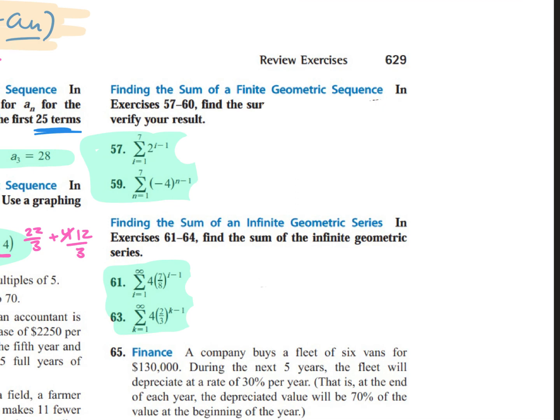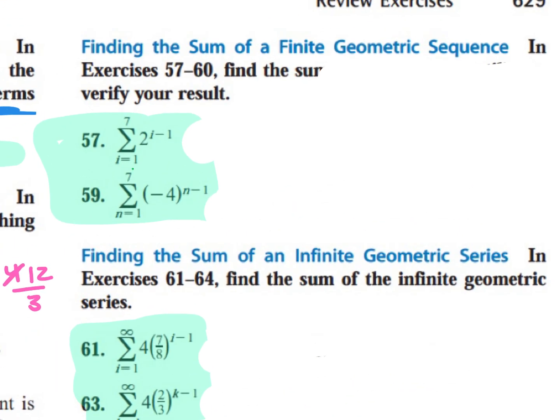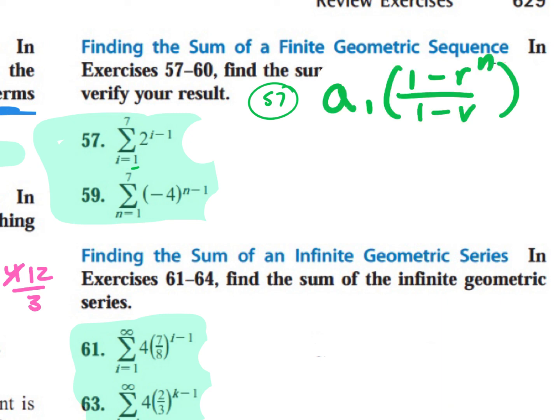So let's look at 57 and 59. So here we have to find the sum. Couple different ways we can do it. We can start by plugging in 1, plugging in every number that leads up to 7, but these are also geometric sequences because they have that exponent there. So they're pretty much the same. We can do 57. So our sum of this would be a finite geometric series.